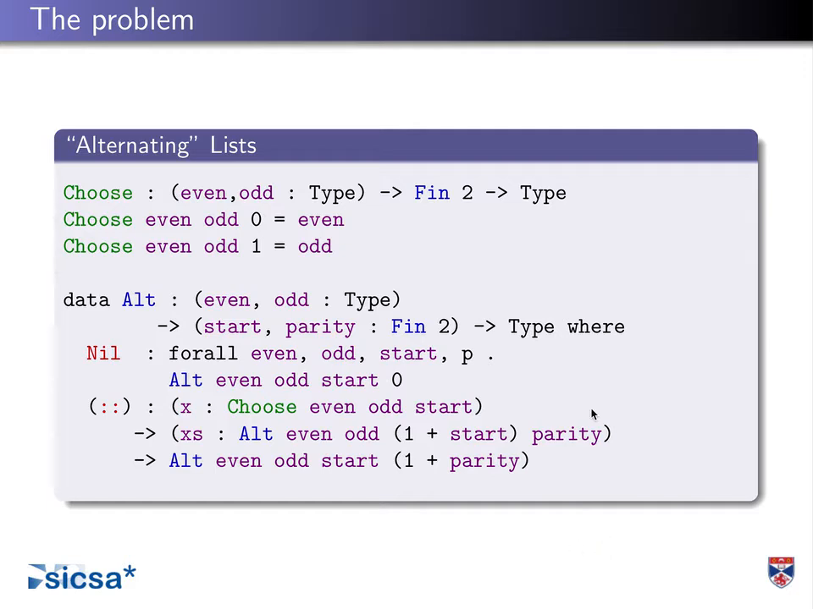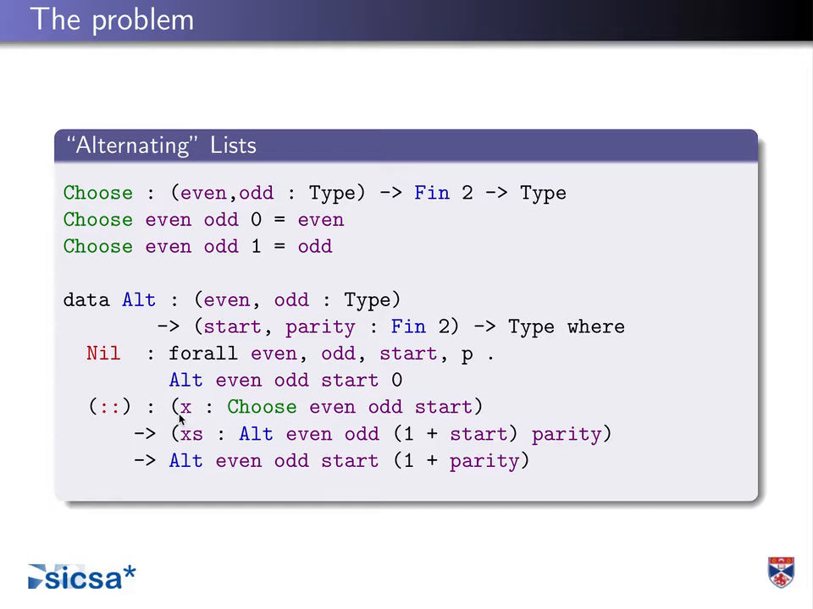So this is something that we keep track of in the type. We say that an alternating list has its two element types. We've got the start value and the current parity. So that's essentially a number 0 or 1. So this Fin 2 is a number bounded by 2. So an empty list has parity 0.